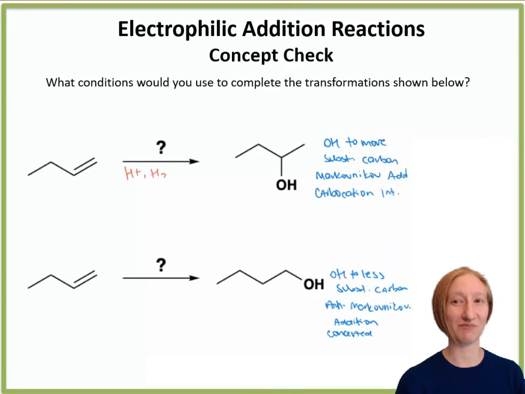Then we just need to remember that the carbocation intermediate forms under conditions of acid and water, and the concerted hydroboration oxidation reaction uses two steps. First, the addition of borane, followed by the addition of hydrogen peroxide and hydroxide base.